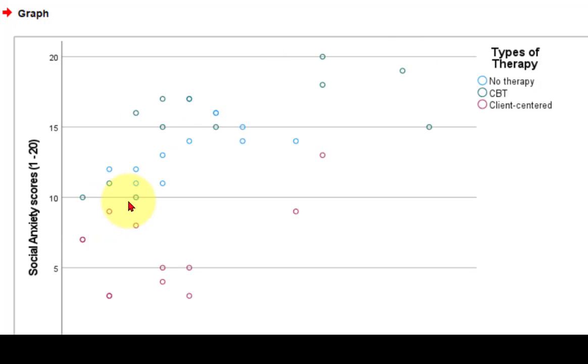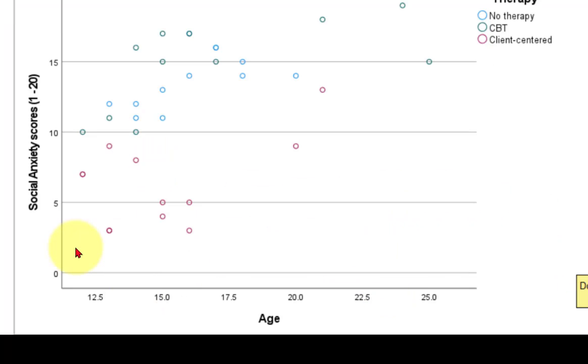Now, hopefully, these lines will be parallel. They don't have to be perfect, but they can't cross, right? If they cross, that means that one group is decreasing as the covariate increases, and the others are increasing. We don't want that. We all want them to basically be relatively parallel to each other. So you see the different colors. Red is the client-centered, blue is the no therapy, and the green is the CBT.